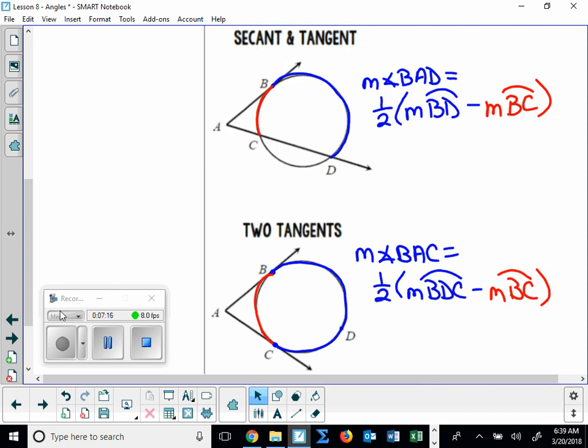So it doesn't matter how your outside angle is created. It's the same formula for all three situations: 1/2 the larger arc minus the smaller arc. So let's give a couple of these a try.